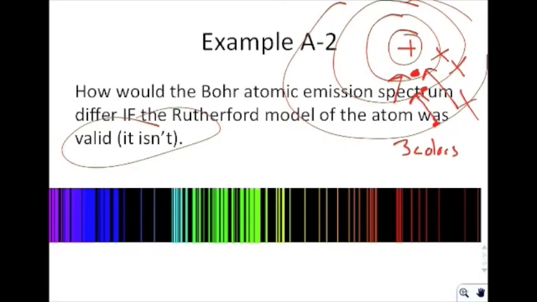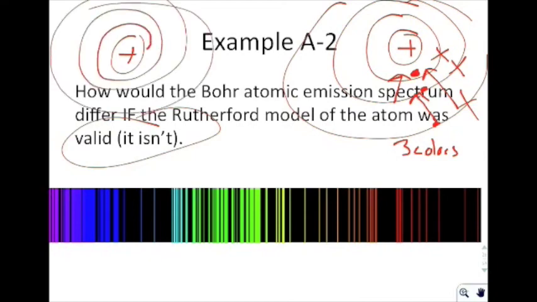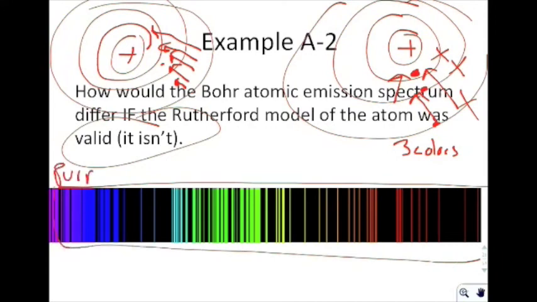The Rutherford model of the atom says, hey, there's the nucleus, and electrons can be wherever they want to be. So if we want to have an electron here, great. If you want to have an electron here, great. If you want to have an electron here, great. Well, that means that you can have light produced here, here, here, here, here. In fact, you can have every single color of light produced. So if the Rutherford model of the atom were correct, this would show all colors. You would start with purple, and you would see all colors all the way to red. There would be no black spots in which there is no color.